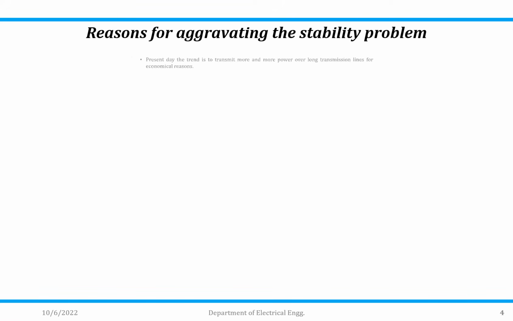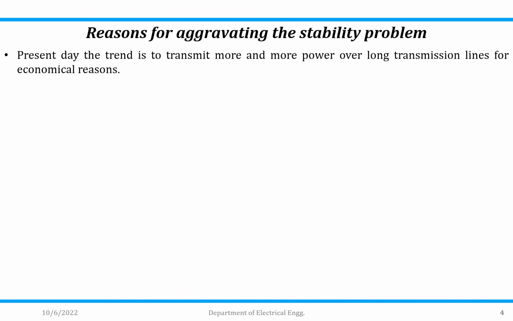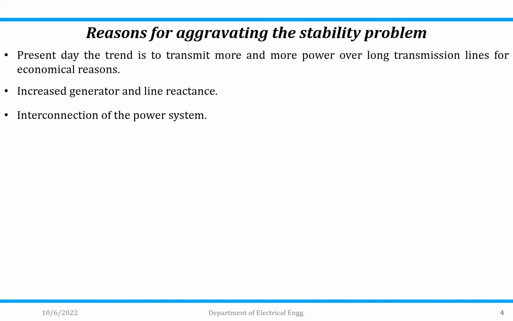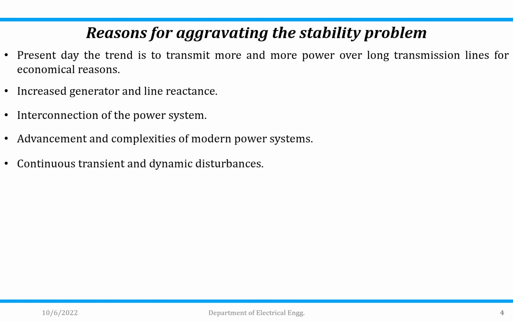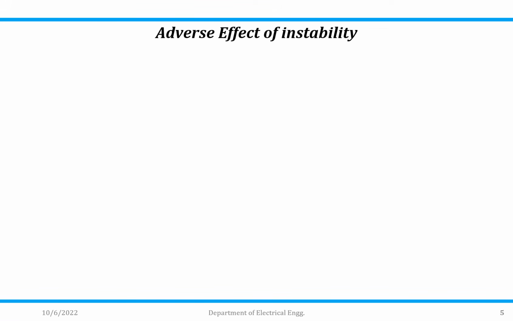Now, what are the reasons for aggravating the stability problem? Present day, the trend is to transmit more and more power over long transmission lines for economical reasons. Second, increased generator and line reactance. Third is interconnection of the power system. Fourth is advancement and complexities in the modern power system, as it includes hundreds of generating stations and thousands of load centers which are interconnected with each other. Then continuous transient and dynamic disturbances.